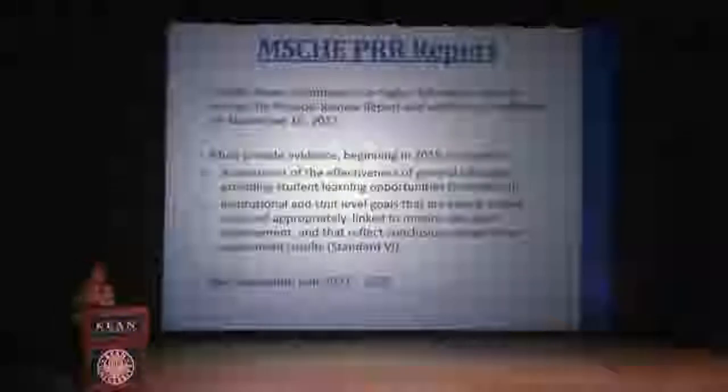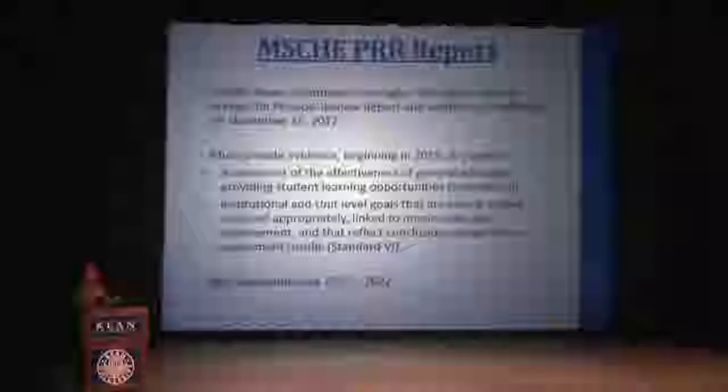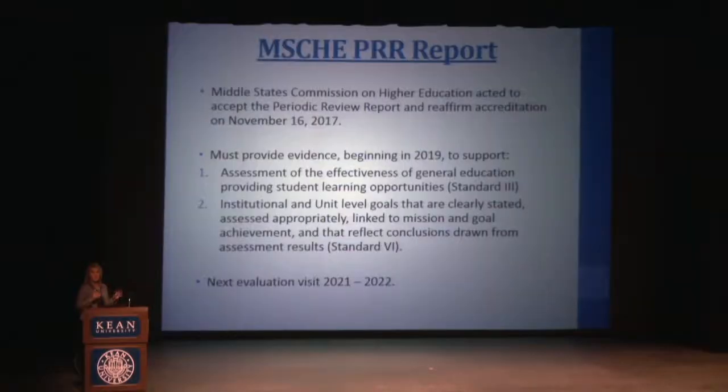Academic units do that every 3 to 5 years because they are required to do so, some by accreditation and some for institutional improvement of their programming. So what had occurred was Middle States, of course, we submitted our periodic review report. They reviewed it and gave us a directive that they would like us to provide further evidence to support our assessment of the effectiveness of general education, providing student learning opportunities. This is standard 3. Efforts are already on the way. We're just trying to figure out how to best synthesize the data and re-examine the GE curriculum if there is a need to do so.